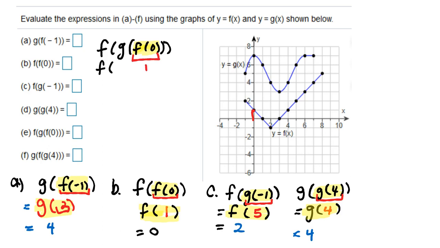And I'll carry down the symbols on the rest of this. Now I want to find g of 1. So x value of 1, go up to the graph of g, and I get a y value of 6. G of 1 is 6. Carry down those symbols. Now I want to find f of 6. Let's find f of 6. Here's an x value of 6. Go to the graph of f, and the y value there is 3. So f of g of f of 0 is 3.